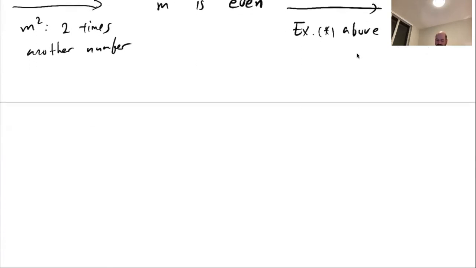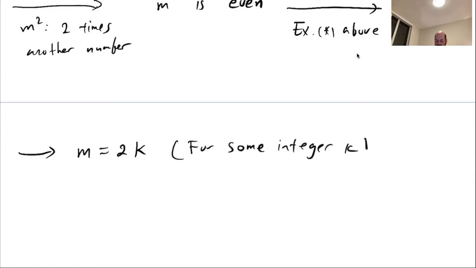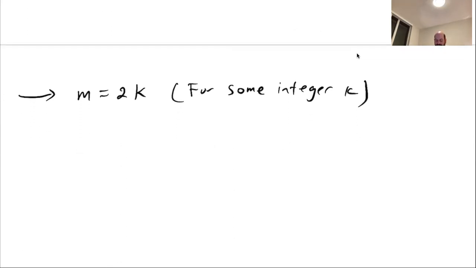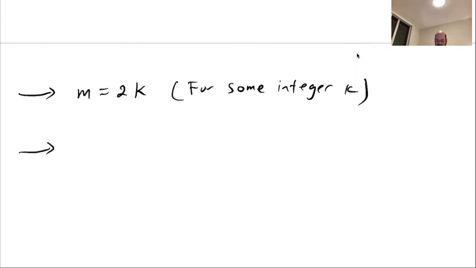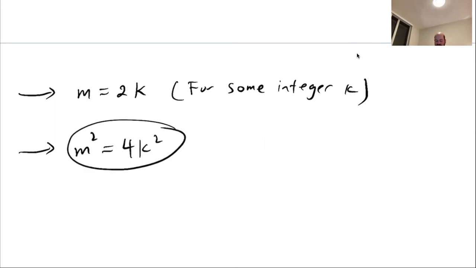Okay, m is even. M is even means what? That means m can be written of the form 2k for some integer k, right? If a number is even, it can be written of the form 2k. And therefore, m squared will be how much? M squared will be 4k squared.